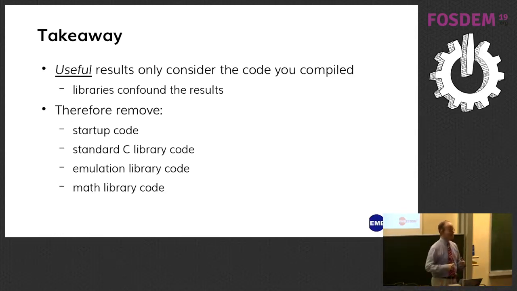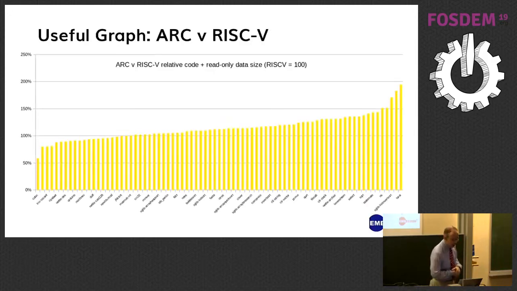And what comes out of that then is some useful graphs. You can compare ARC against RISC V, relative size, and order them. And the interesting ones are the ones at each end. Okay, the functions that are cubic, for example, where ARC is nearly twice as good as RISC V. Or I can't remember. I can't read it. The one at the other end where ARC is almost twice as bad as RISC V.